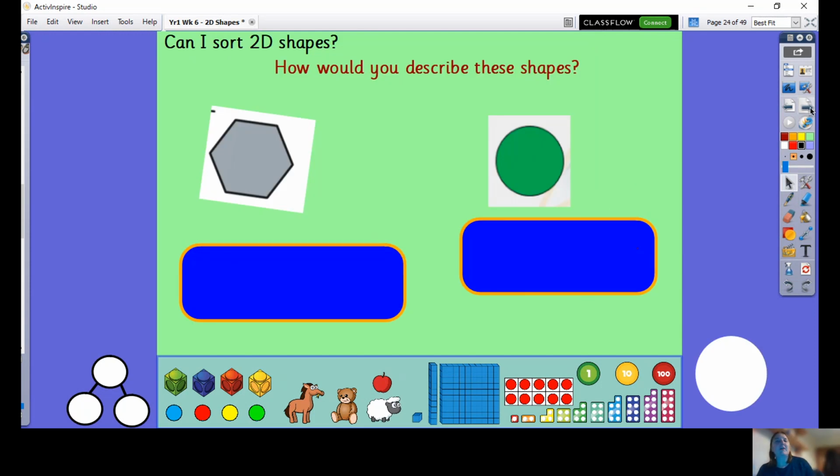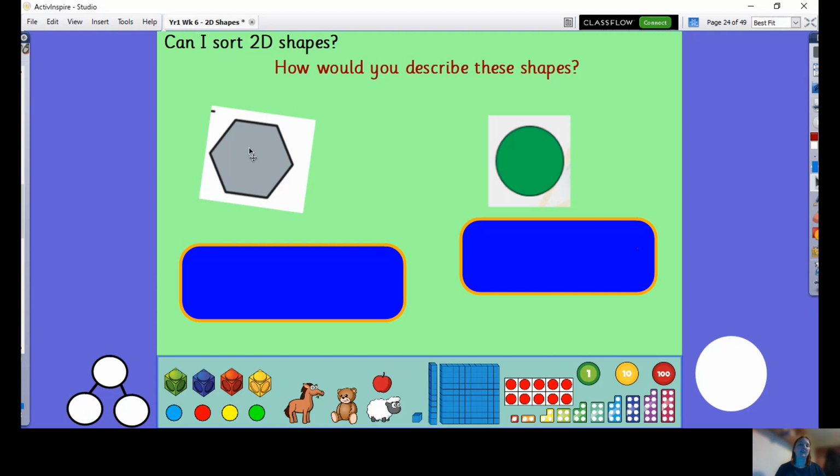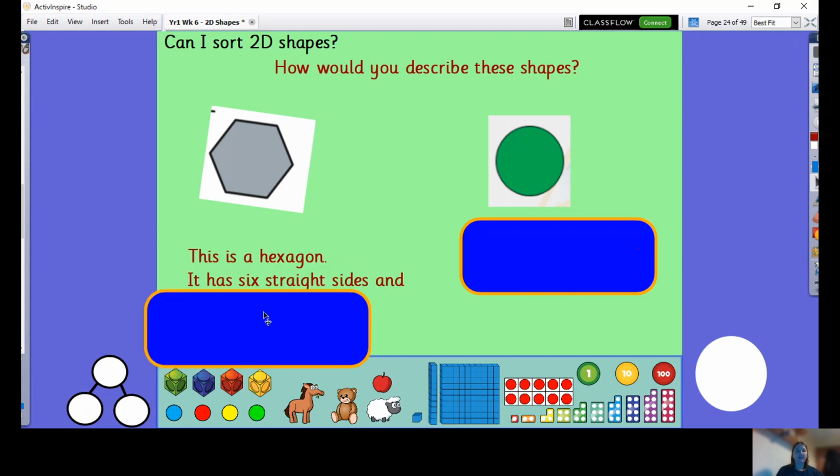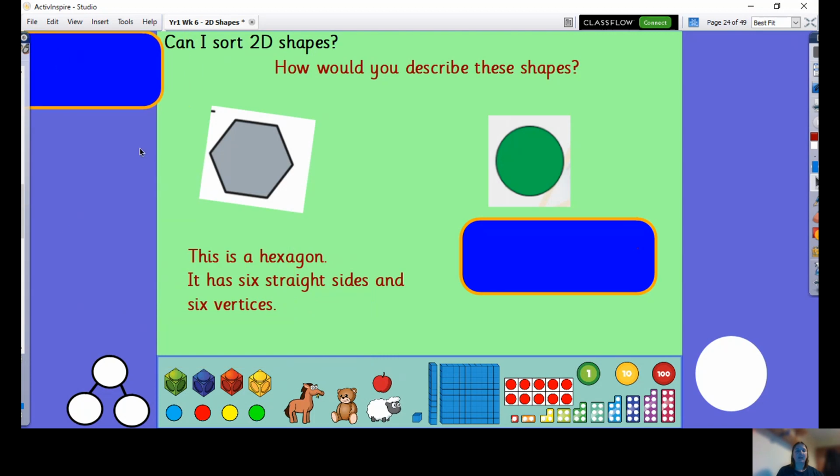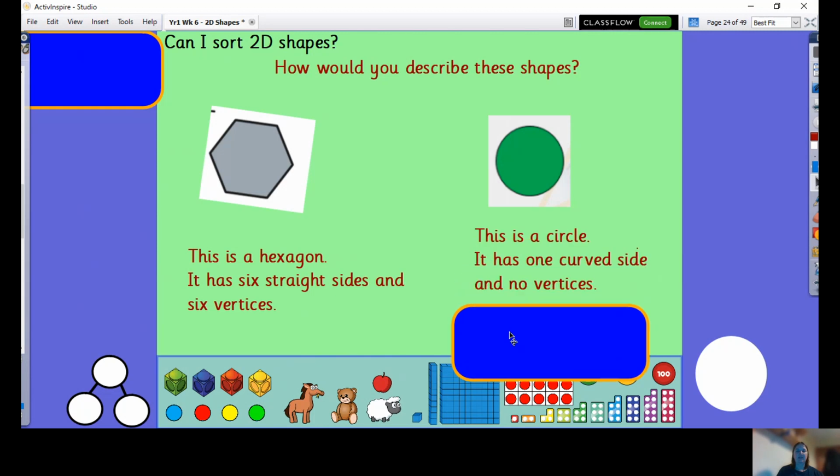Okay, so we were looking at describing shapes yesterday. So how would you describe this shape? And how would you describe this shape? So you might want to pause the video here and see if you can remember what were those words that we were using. Size, we were using vertices. What type of size have they got? How many? Okay. So here, hopefully, you might have said that this is a hexagon. It has 6 straight sides and 6 vertices. And this, you might say, this is a circle. It has 1 curved side and no vertices.